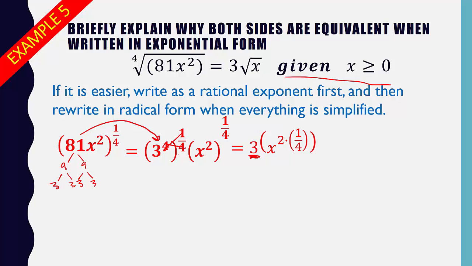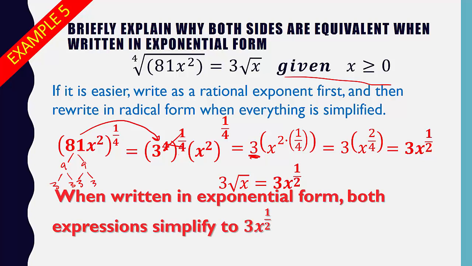X squared to the 1/4 power, so 1 base, 2 powers, which means that we multiply them. 2 times 1/4 is 2/4, so we have 3 times x to the 2/4 power, which is the same as 3x to the 1/2 power. If we take the right side and rewrite it, we get the exact same thing. So we've now shown that they are in fact equivalent. So when written in exponential form, both expressions simplify to 3x to the 1/2 power.